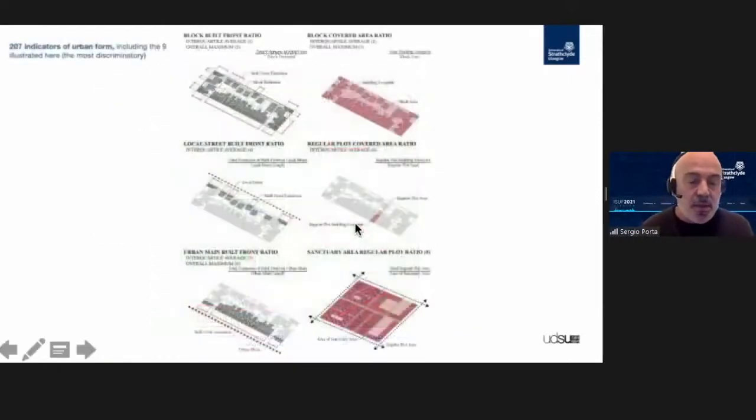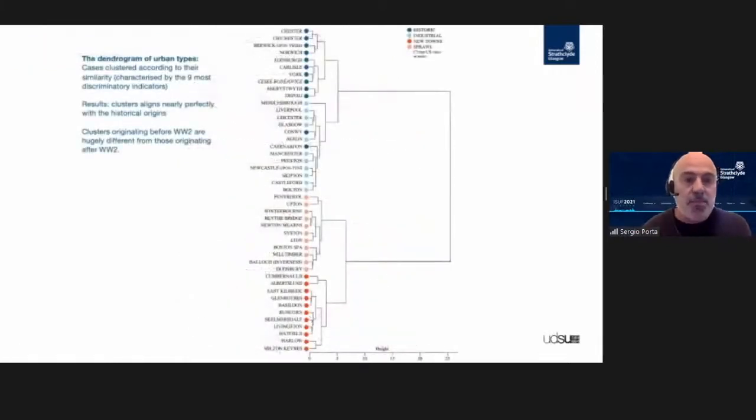Same we did at a larger scale, coming up with an understanding that actually we can measure cities in ways, and we can measure not cities actually, but urban form in particular, in a way which is validated, and actually is validated against the historical origins of the areas that we are analyzing.